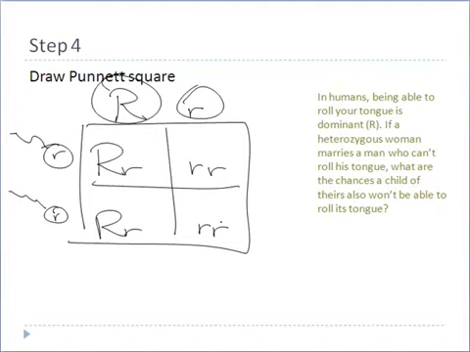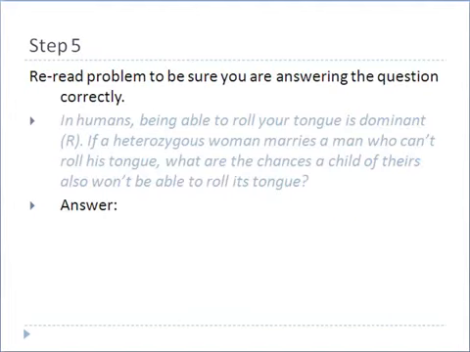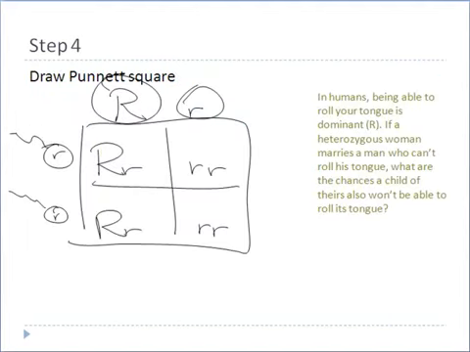Now, step 5. Step 5 is I got to go back and carefully reread the problem and answer the question based on the information that I've generated in steps 1 through 4. Okay, so it asks, what are the chances a child of theirs won't be able to roll its tongue? So let's go back here and look.